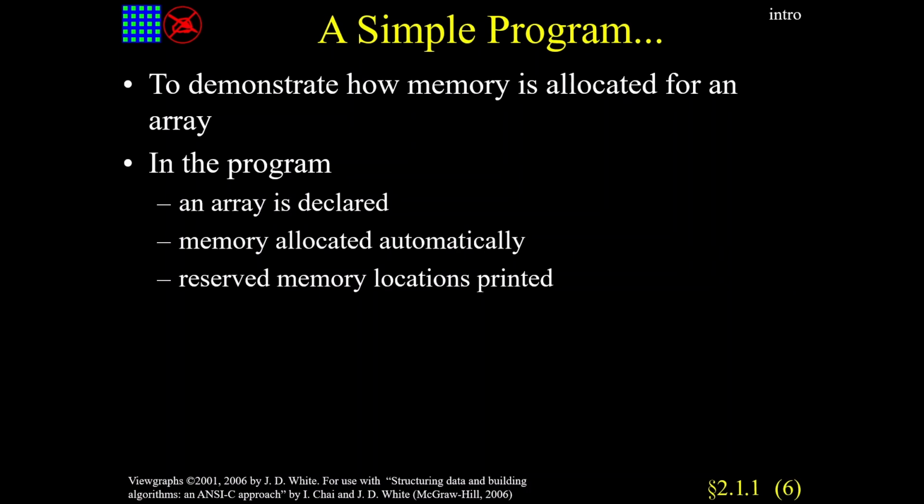Okay, so we'll start with a simple program to demonstrate how memory is allocated for an array. In this program, we're going to do a few things. First of all, we're going to declare an array. Okay, declaration. Then we'll see how memory is allocated for the array. And finally, we will show the reserved memory and print out these memory locations.